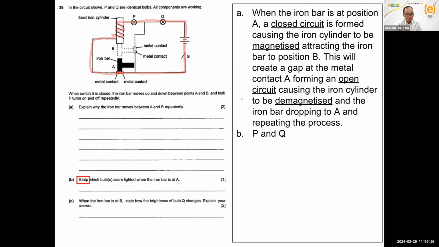Now part C. When the iron bar is at point B, state how the brightness of Q changes. Okay, can you guys type your answer for this one? No need to explain, just tell me what happened. I want to know whether you understand this or not. How the brightness of bulb Q changes. Is it increase, decrease, or remain the same? Just tell me increase, decrease, or remain the same.